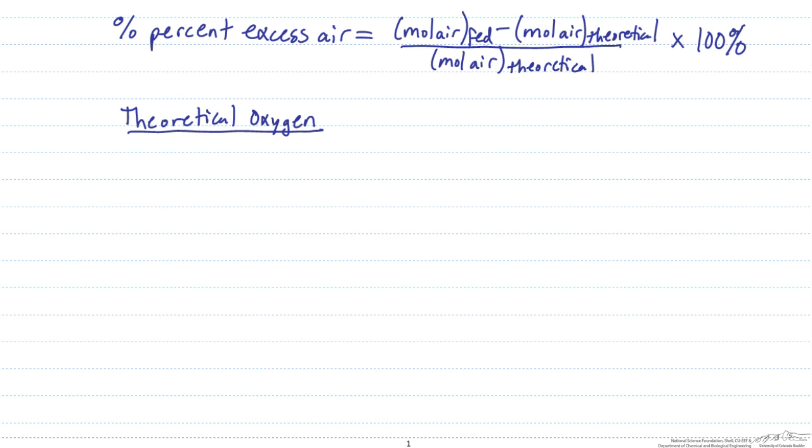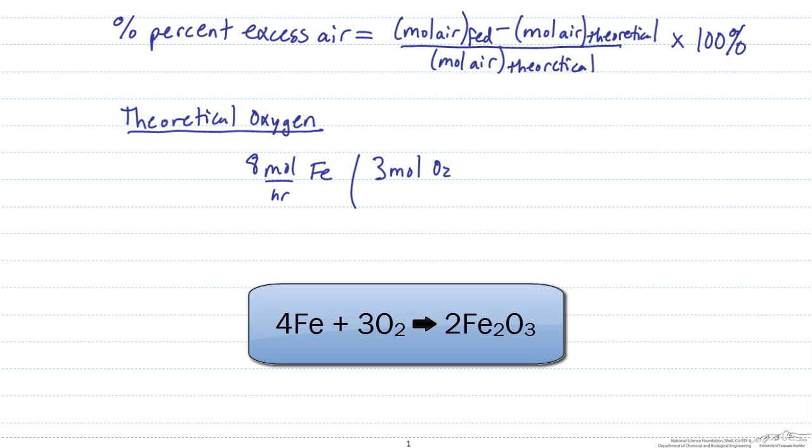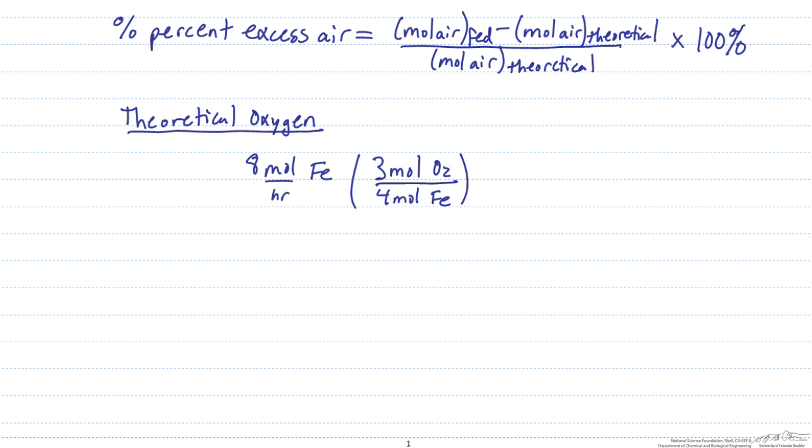Theoretical oxygen is the amount of oxygen required for complete combustion of the reactant. In this case, our reactant is 8 moles per hour of iron. And we know from balancing our equation that 3 moles of O2 are required to burn every 4 moles of iron. This equation tells us that this system will require 6 moles per hour of oxygen to completely combust the iron.